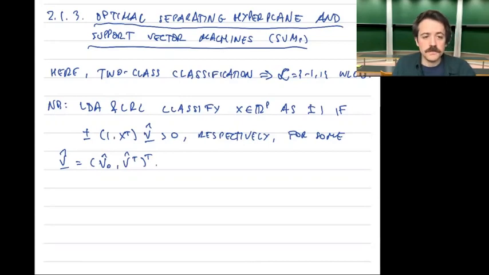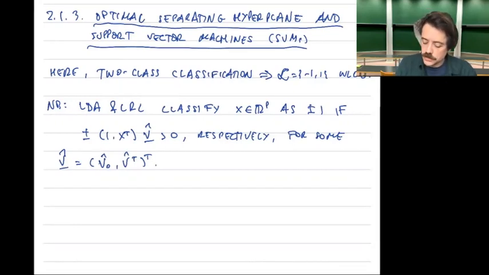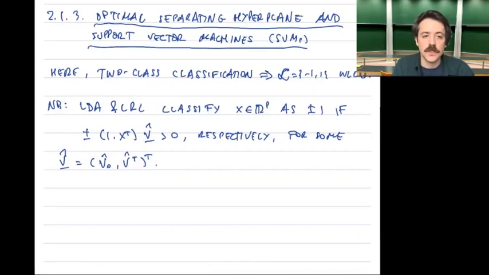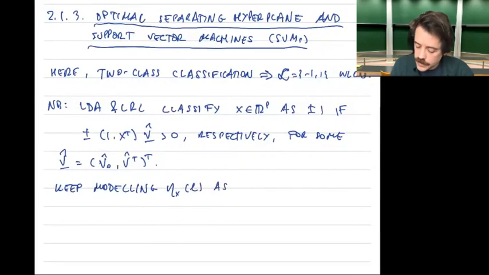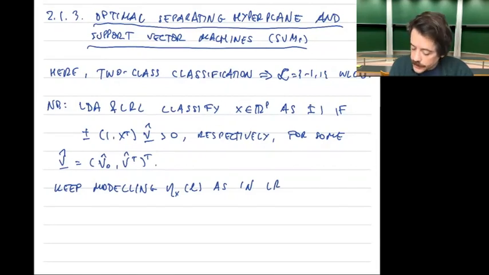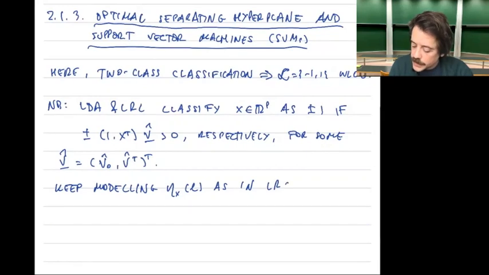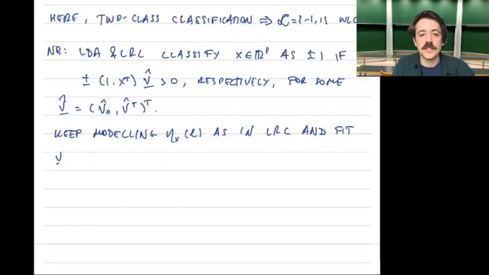So what do we do for this? Well, we keep modeling the regressors as in logistic regression classification, and fit, rather than by MLE, now fit B, which is just some beta underline differently.